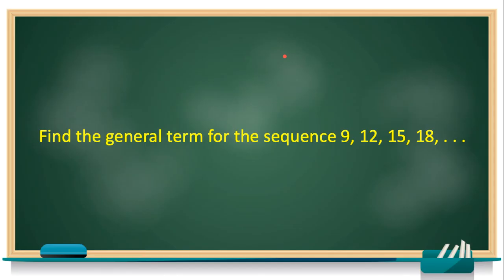Let's have another example. Find the general term for the sequence 9, 12, 15, and 18. Since we are looking for the general term of this sequence, let us first identify the first term and the common difference. The first term is 9 and the common difference is 3. We get 3 by solving 12 minus 9 from the sequence.